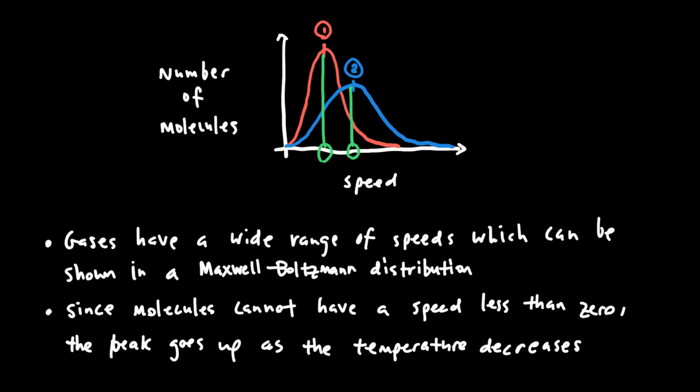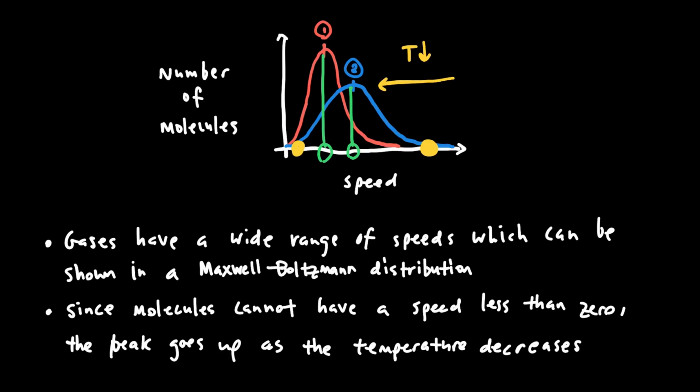Since molecules can't have a speed less than 0, if I start to cool the gas down, the molecules all start to move more slowly. And so you should imagine that peak shifting to the left, right? Over here on the right side of the graph, these are big speeds. And on the left side of the graph, those are small speeds. So as I move from right to left, the temperature is going down. And so yes, the red peak is higher than the blue peak, but its temperature is less.